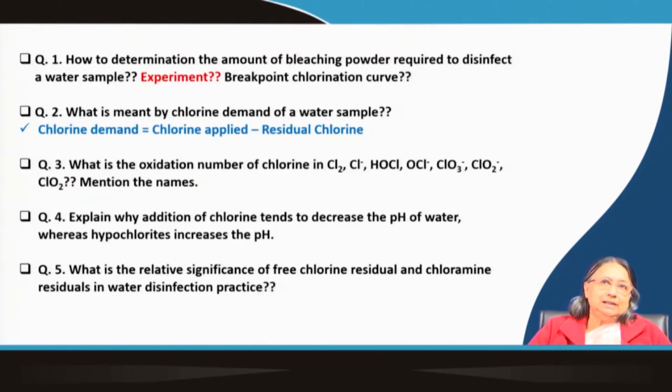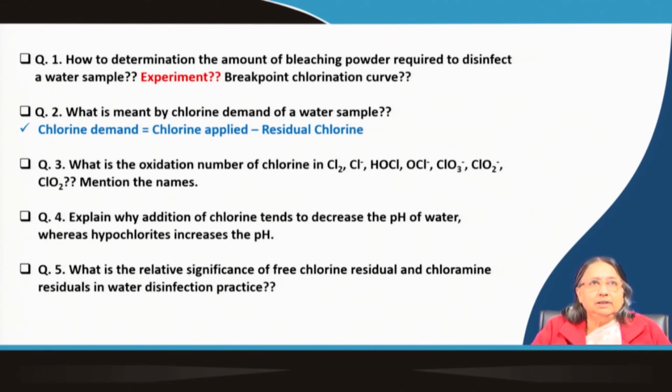Now, there are some questions in this module 5, I picked up some questions. How to determine the amount of bleaching powder required to disinfect a water sample? How much bleaching powder will you use? How to know? You have to draw the breakpoint chlorination curve. You have to do some experiments and vary the dose in different containers. You take the same volume of water, add different doses of chlorine, keep it for some time, then measure the residual chlorine. Then you prepare the graph, then you will know how much is the demand, and then you apply that chlorine dose to be on the safe side. Okay.